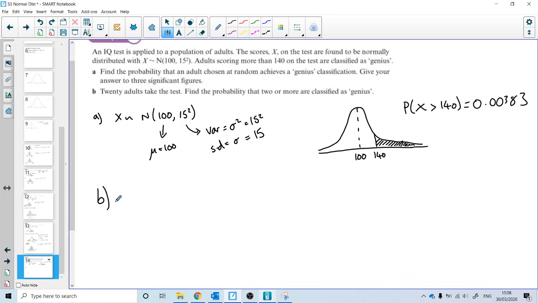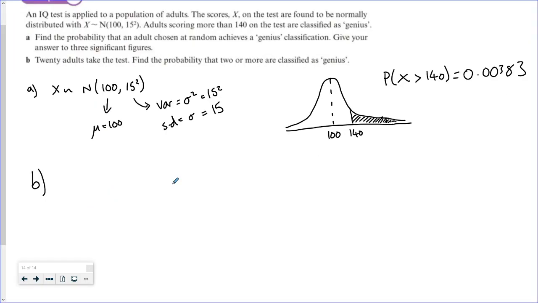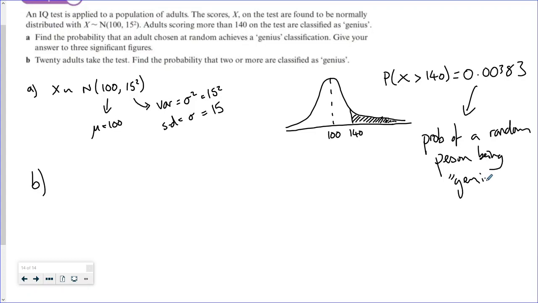In part B, 20 adults take the test. Find the probability that 2 or more are classified as genius. So this is the probability of a random person being genius. So what we're doing is we're sampling 20 adults, and we're asking each adult to take this test, and they're going to be either genius or not genius.